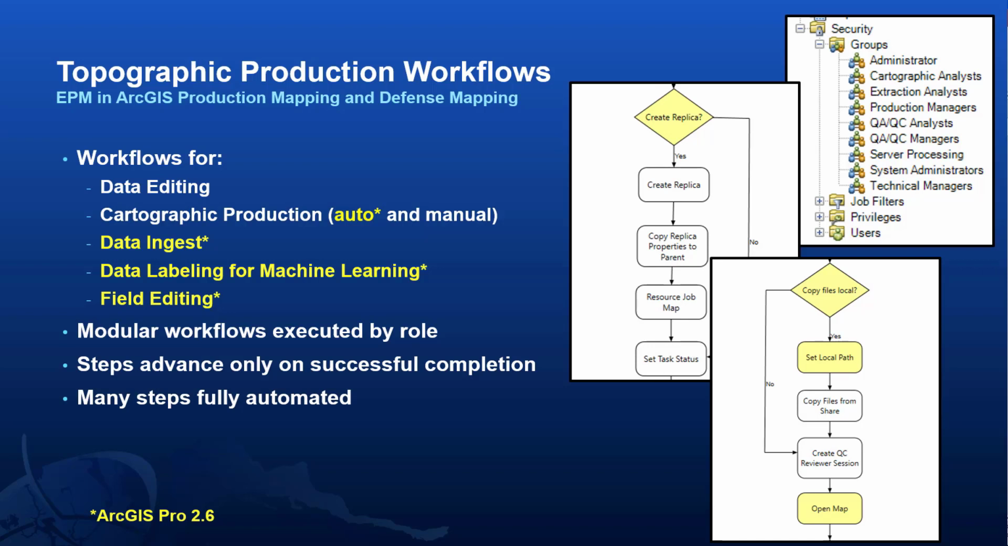These are modular workflows designed to be executed by role. So you can see the list of groups there in the top right. If I'm a QA, QC analyst, I'm only executing the QC workflow, for example. The steps advance only on successful completion. So that's, as John mentioned, building in quality, in this case through process control. And also many steps are fully automated. So you see the white colored steps there on the screen. Those are completely automated, launching tools and scripts with no user interaction whatsoever. So that's a real time saver.